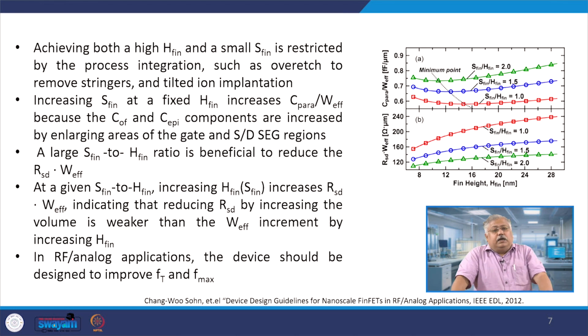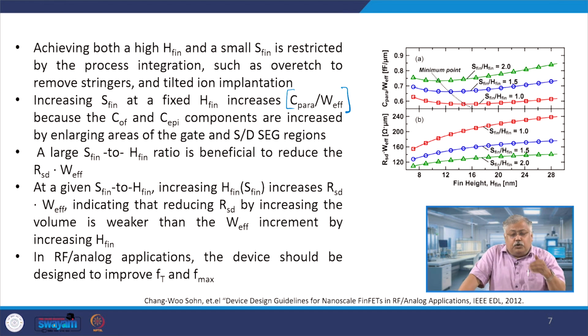For example, tilted ion implantation is a methodology by which you can actually do such small S fin and high H fin design. If you want to increase S fin, which is the distance between two fins, for a fixed H fin, the parasitic capacitances with respect to W effective increase, and the reason is that both the outer fringing field and the epilayer component are increased.